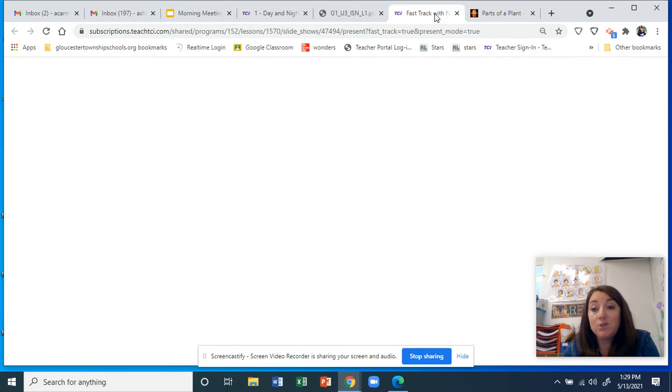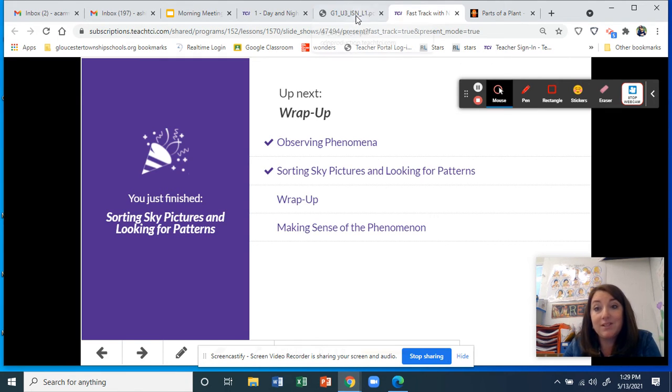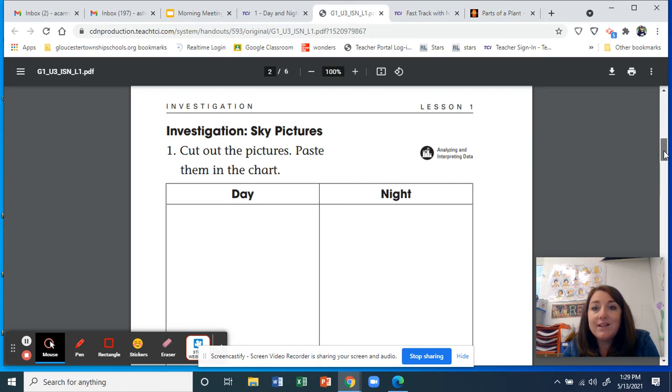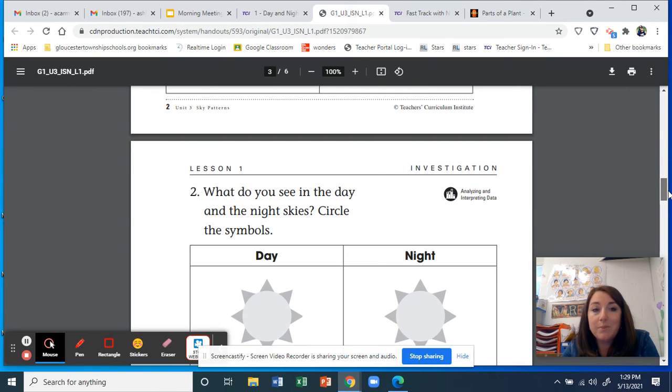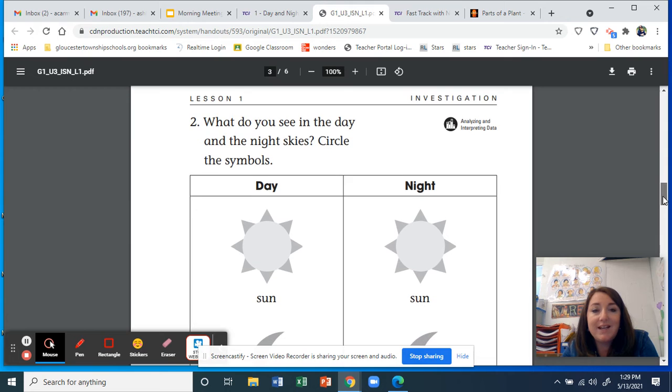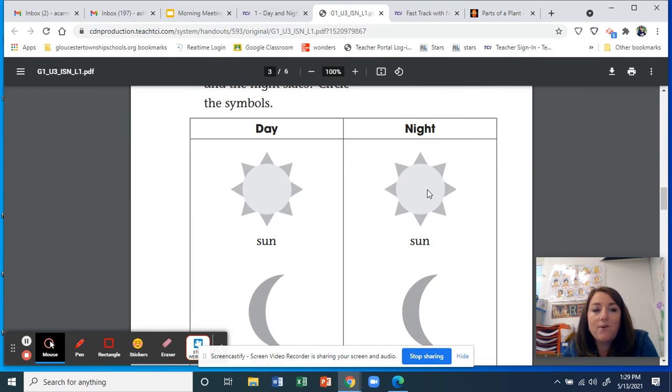All right. You have to do actually 2 pages in your science journals today. So you're going to do this one where you draw the difference between the day and the night, and then you're going to go ahead and do the next page too. And this one's really easy. All you have to do for this one is circle what you see during the day and night. So what do you see during the day and night sky? Circle the symbols.